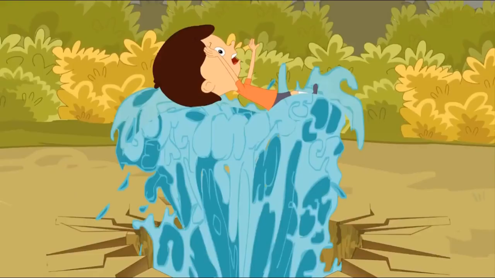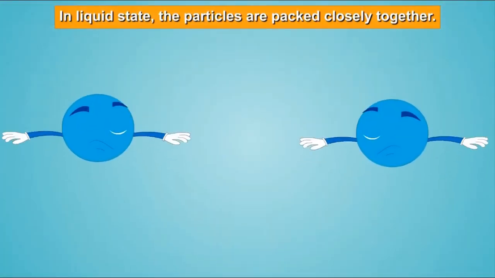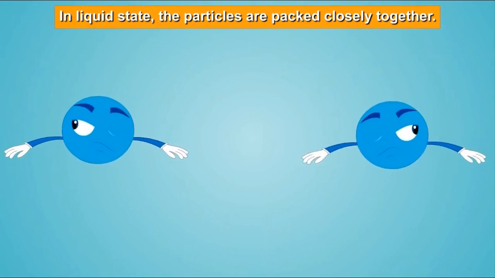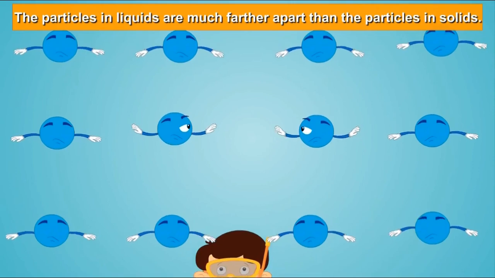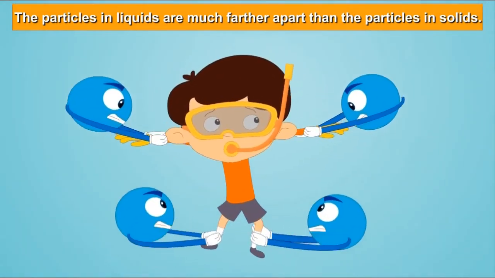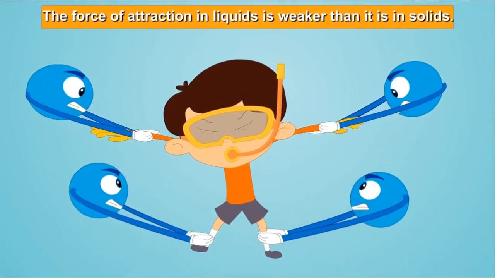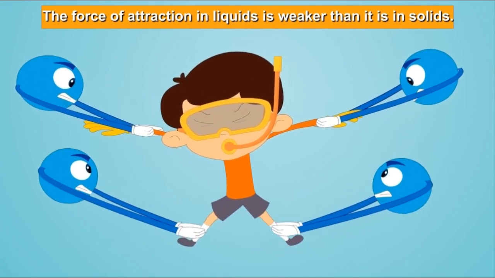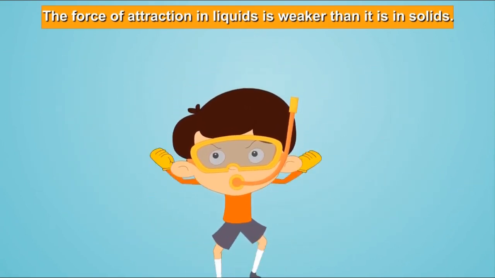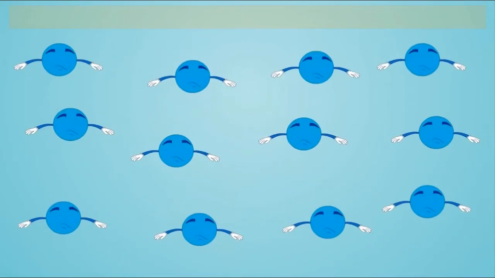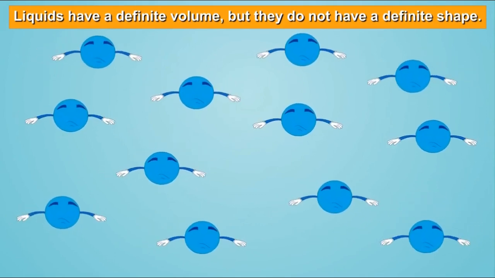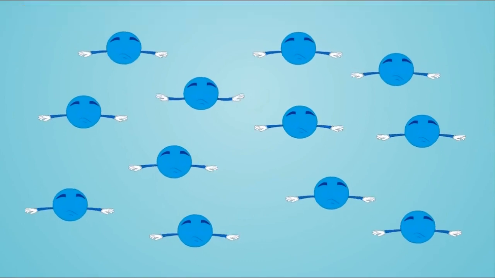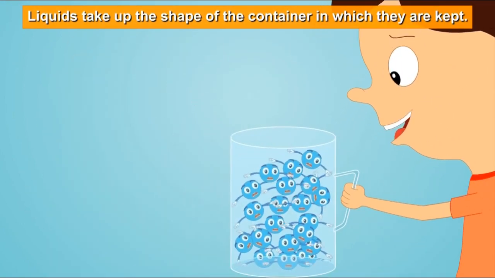In liquid state, the particles are packed closely together, but they are much farther apart than the particles in solids. And so, the force of attraction is weaker than it is in solids. Therefore, liquids have a definite volume, but they do not have a definite shape. They take up the shape of the container in which they are kept.